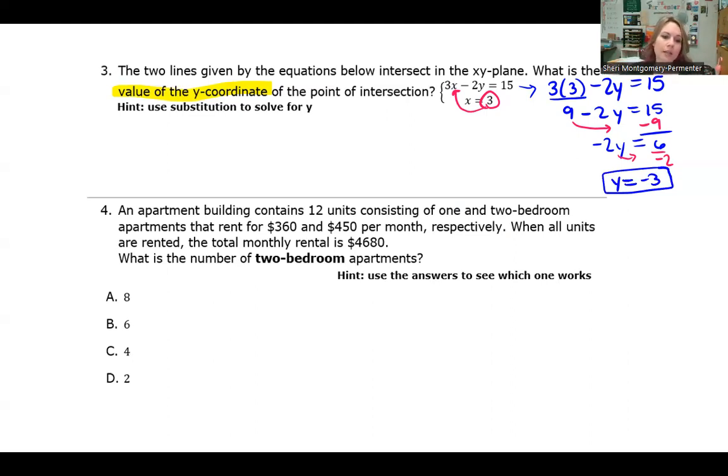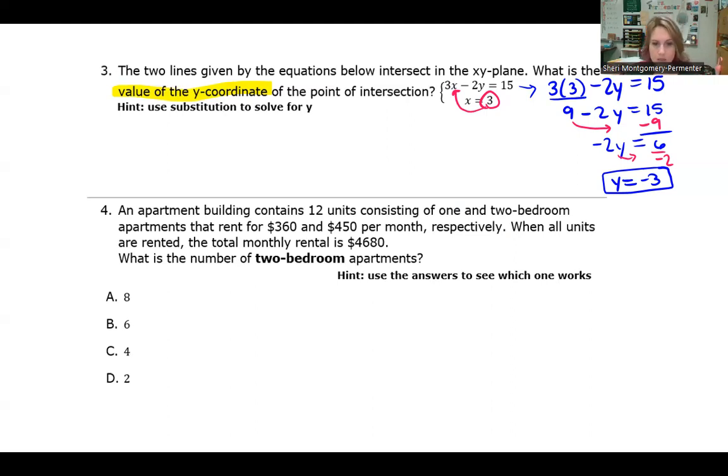The next question, this is one similar to what we did last class. It says, an apartment building contains 12 units consisting of 1 and 2 bedroom apartments. They rent for $360 and $450 per month, respectively. Remember, respectively just means the first thing goes with the first, second thing goes with the second. So 1 bedrooms are $360, 2 bedrooms are $450. When all the units are rented, the total monthly rental is $4,680. So what is the number of 2-bedroom apartments?